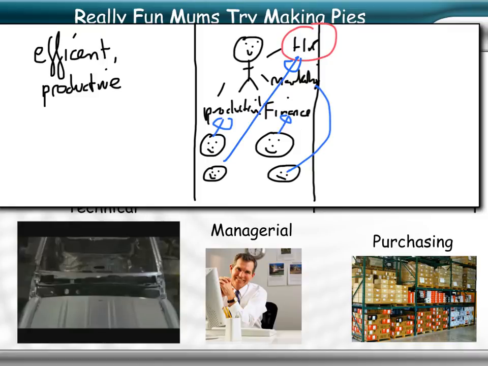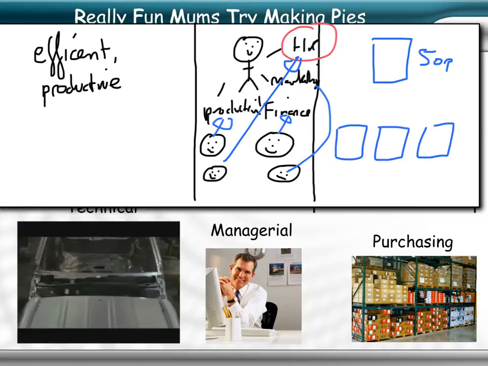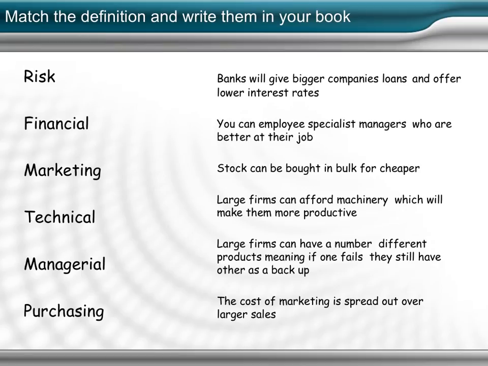Well, the final one is really easy, purchasing. And the idea here is you can buy in bulk. So when you buy one can of baked beans, normally it might cost you 50p a go. But if you buy loads of baked beans, then the supplier is more than happy to let you buy them maybe for 30p each. So the bigger you are, the more stock you'll be buying in bulk, therefore you'll get your stock for cheaper. Right? They are the 6 types of economies of scale.